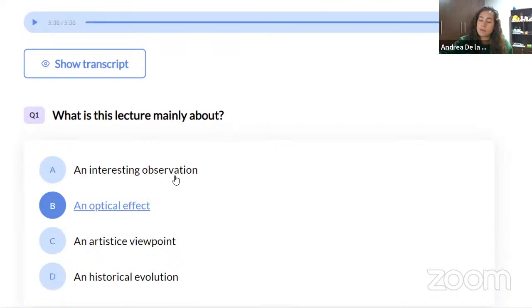Well done. It's not an interesting observation either, because the professor doesn't observe anything. It's just a visual perspective, which is an optical effect. Is this okay so far?